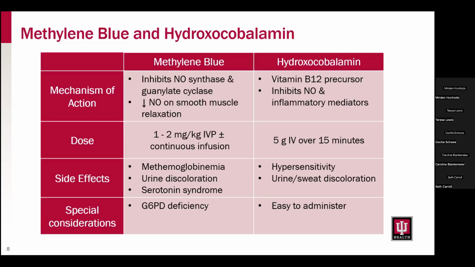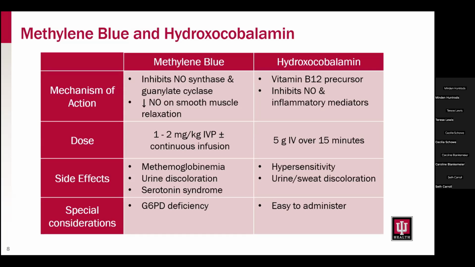And there is a special consideration with methylene blue for G6PD deficient patients, as this medication may not be as effective or could lead to hemolytic anemia. And that is not something that is always readily available, and the lab tests may take a while to come back as well. Then hydroxocobalamin is a vitamin B12 precursor.